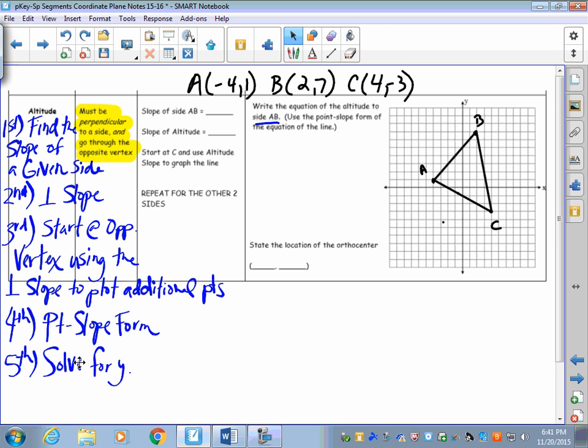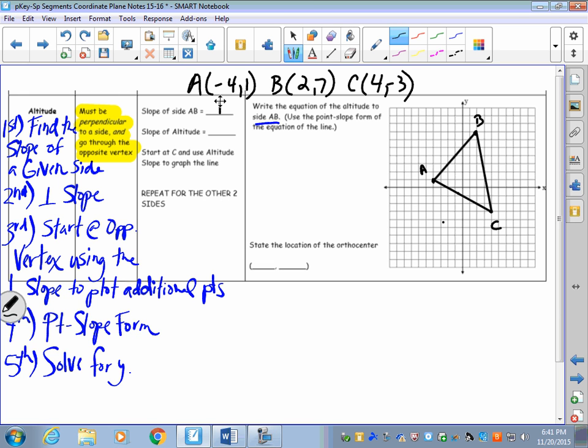Alright, so once you got your triangle graphed, the first thing is we're going to find the slope of AB, because this is the equation we're trying to draw. This is the side that we're drawing the altitude to. So we need to find the slope of AB. And I'm just going to count my rise over run. And I can see this is just going up 1 over 1. So the slope of AB is 1.